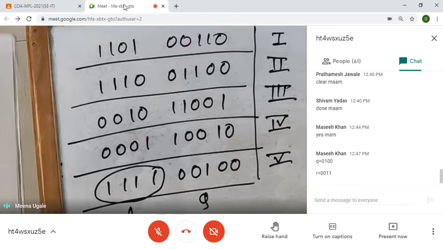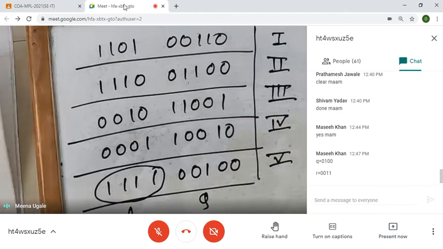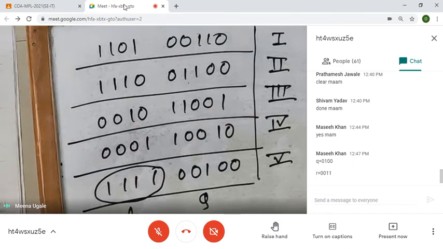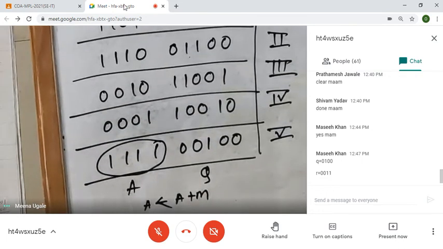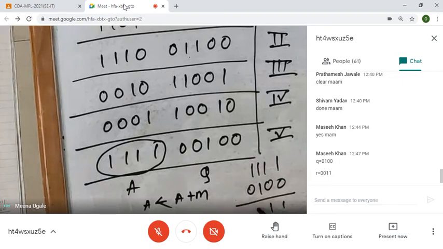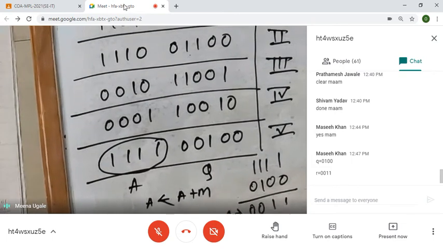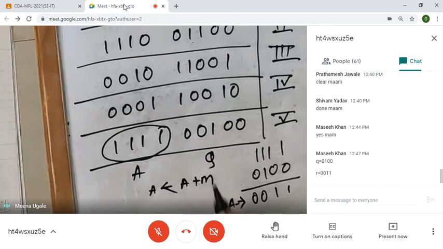When A is negative, you are supposed to go back one more step, where you add M's value to it. You have to do A equal to A plus M. A's value is 1111. M's value is 0100. Discard the carry. So finally you will get a value like this. And Q is already here.